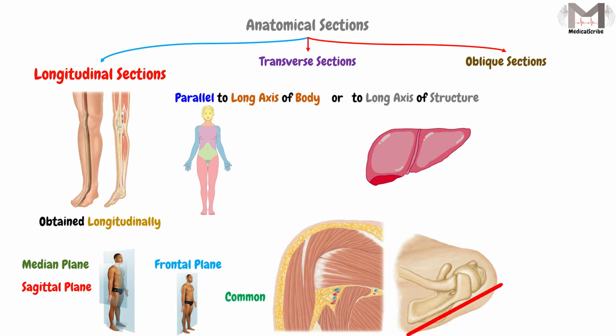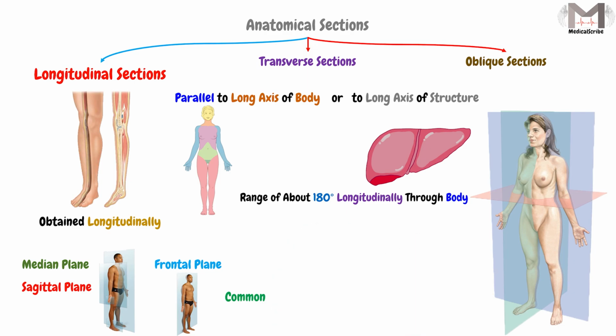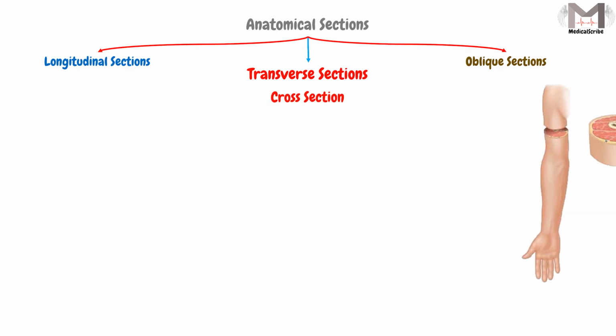But we have a free range in having sections of about 180 degrees longitudinally through the body. So, this is the longitudinal section. The second section is the transverse section, or cross section.